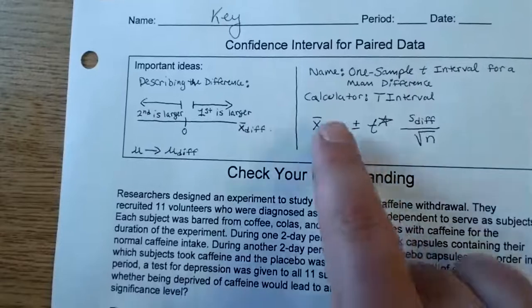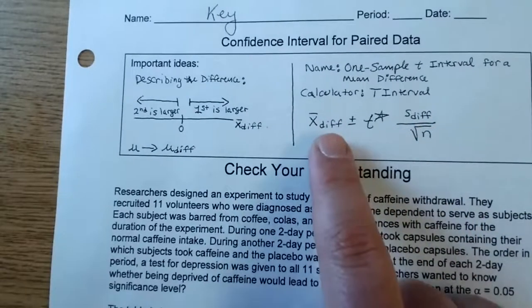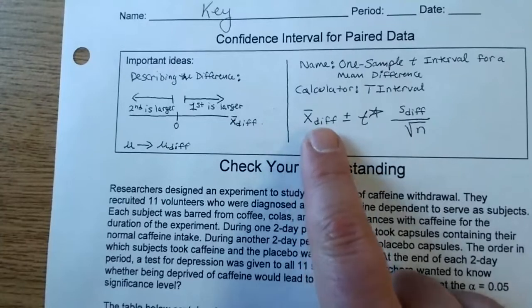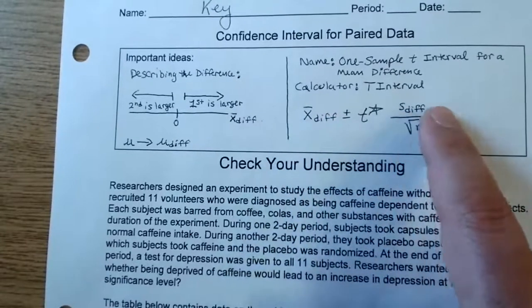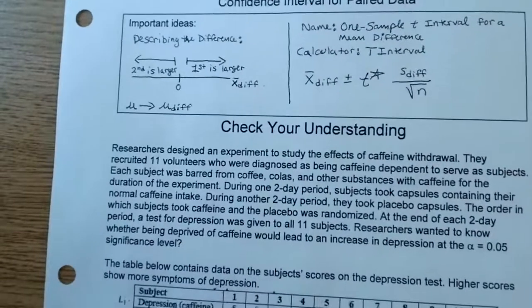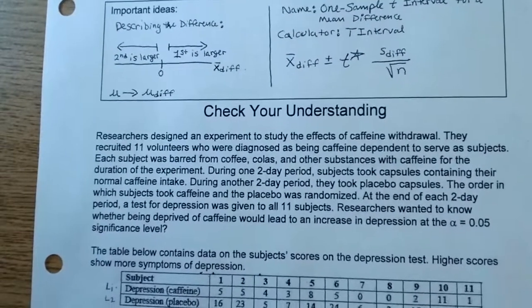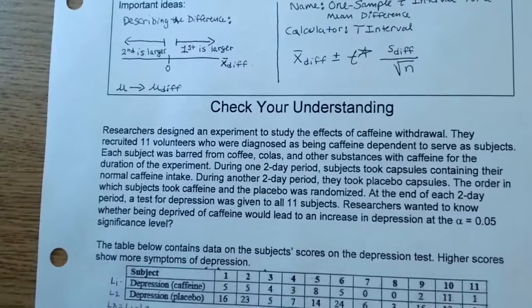Okay, and this is what the formula would look like, or the expression would look like. Just instead of x bar, it's the x bar of the differences and the standard deviation of the differences. Okay, so here's a sample problem. If you have your calculator available, you can pause this video at times to kind of look at things as we do.